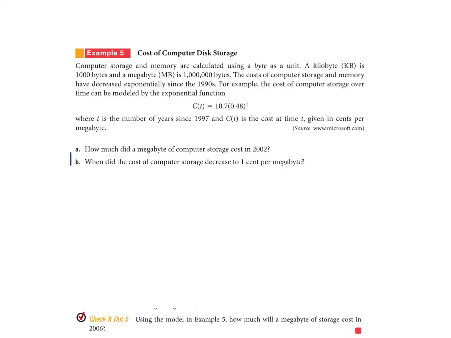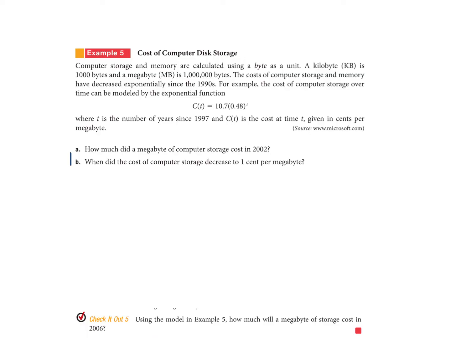All right, the cost of computer disk storage. Computer storage and memory are calculated by using a byte as a unit. A kilobyte is 1,000 bytes, and a megabyte is 1,000,000 bytes. The cost of computer storage memory has decreased exponentially since 1990. For example, the cost of computer storage over time can be modeled with this equation, where t is the number of years since 1997, and C(t) is the cost given in cents per megabyte. How much did a megabyte of storage cost in 2002? And when did the cost decrease to 1 cent per megabyte?